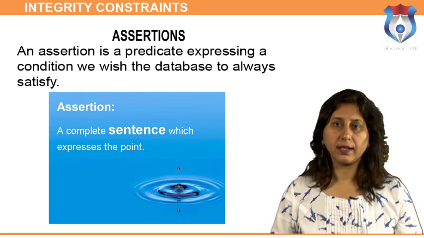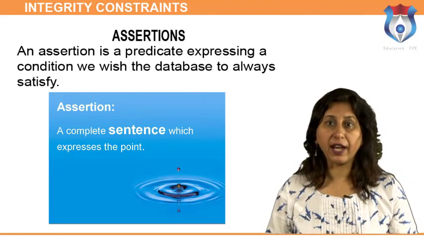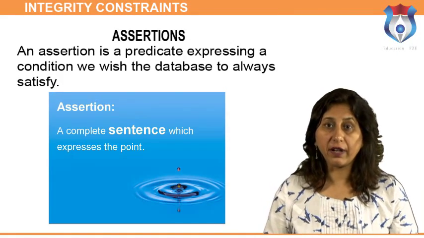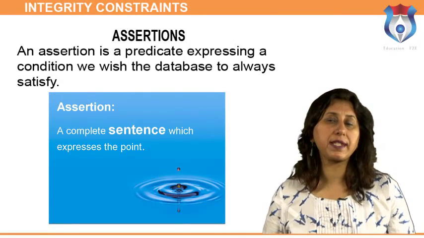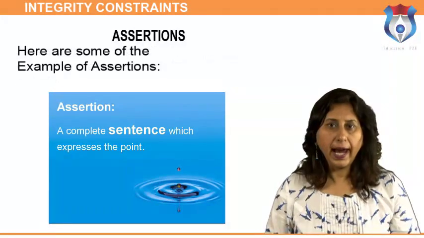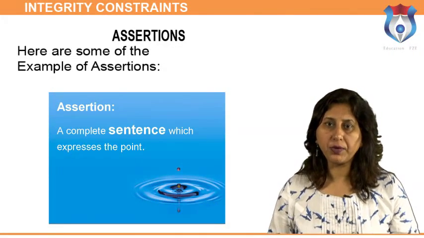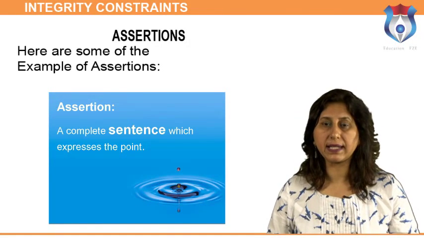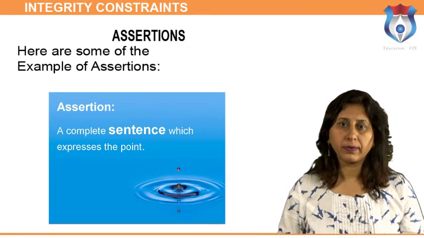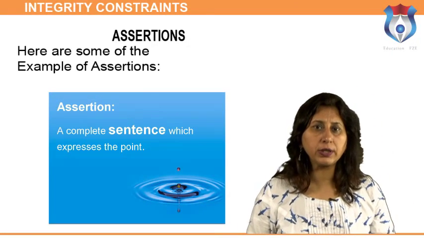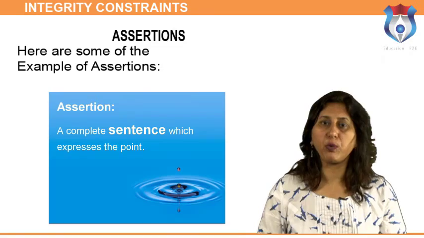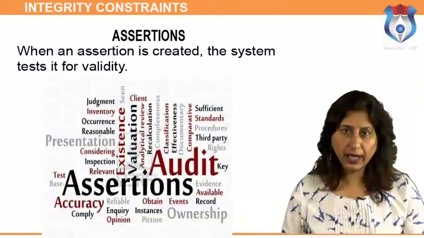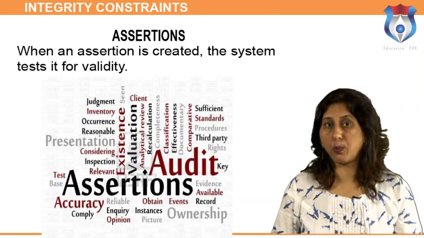Domain constraints, functional dependency, and referential integrity are special forms of assertion where a constraint cannot be expressed in these forms. For example, ensuring the sum of loan amounts for each branch is less than the sum of all account balances at the branch, or ensuring every loan customer keeps a minimum of $1,000 in an account. When an assertion is created, the system tests it for validity.